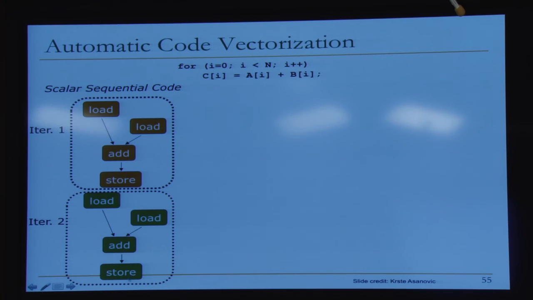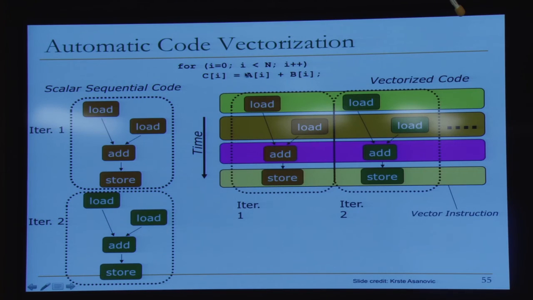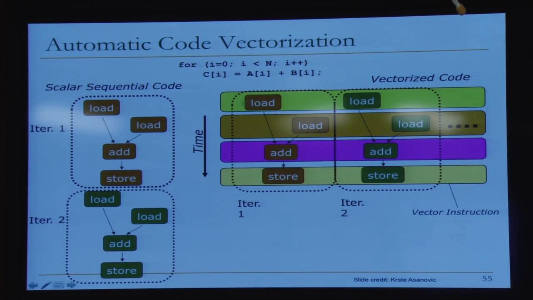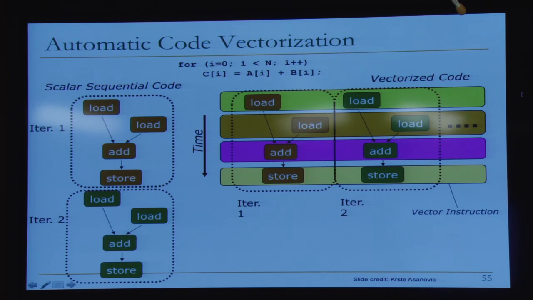What a compiler can do is, as long as it can figure out the loop iterations are independent, it can do this. It can basically take the iterations, parallelize them, and pack the instructions into vector instructions. Now this load is operating on element 0, this load is operating on element 1, this load is operating on element 2, dot, dot, dot. This is really iteration 1, iteration 2, and they're all happening in parallel.